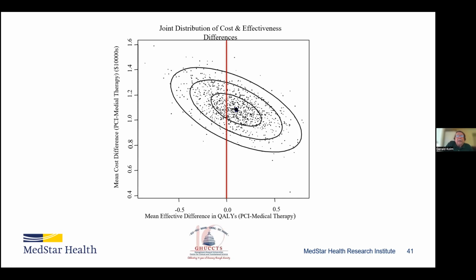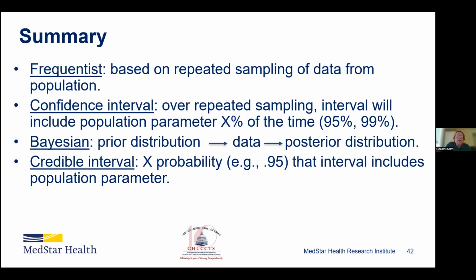So this gives you an idea of a more complex kind of research that we can do using Bayesian statistics rather than the frequentist statistics. Okay, so to summarize then, the frequentist position is based on repeated sampling of data from a population. And the confidence interval means that over repeated sampling, the interval will include the population parameter some percentage of the time. Usually we look at 95% or 99% confidence intervals.